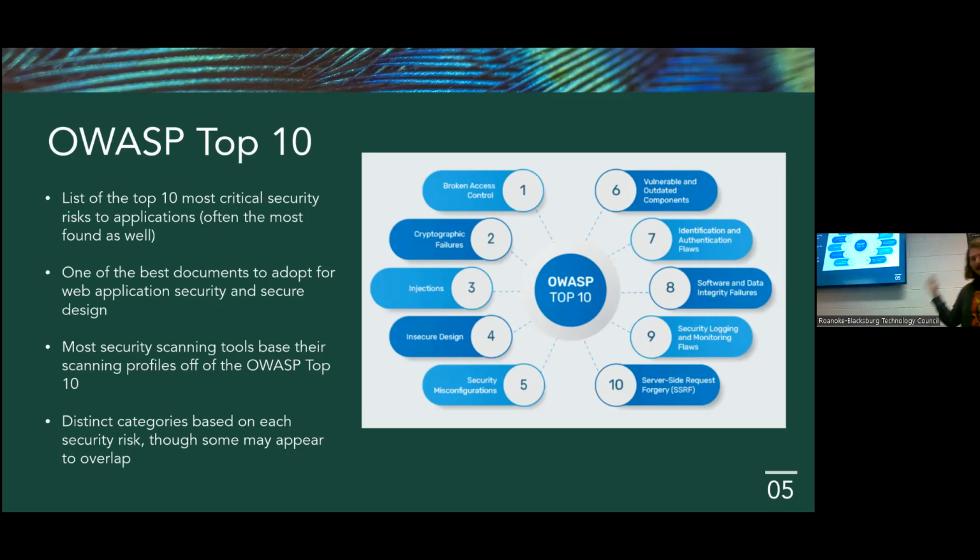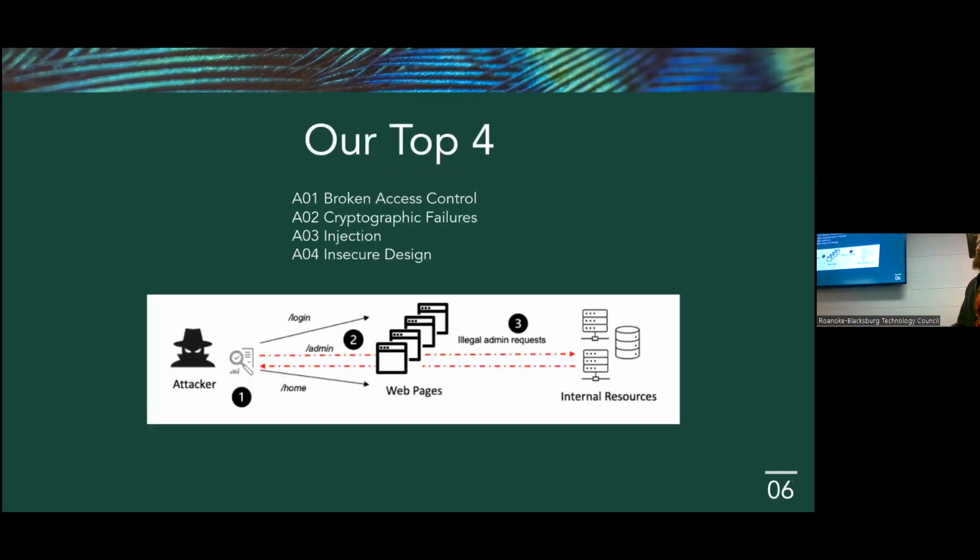I'm not going to go through all 10 of them because they have a long list of why they're actually called what they are. But they overlap, that's at least my opinion. So the top 4 we're actually going to be looking at today are broken access control, cryptographic failures, injection, insecure design.